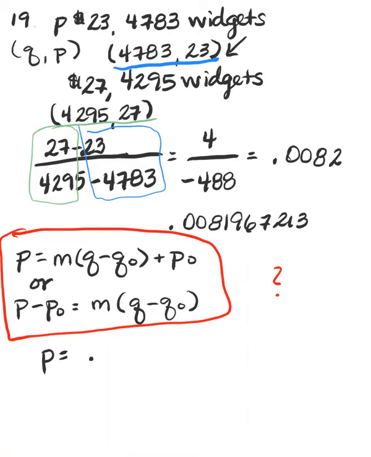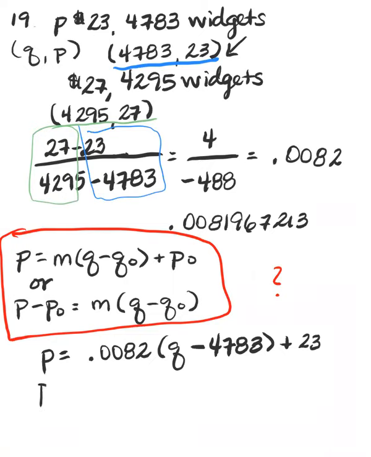So P equals 0.0082(Q minus the Q coordinate, which is the first one, 4783), plus P naught, which is 23. Oops, I don't need that last piece. So that's the first one. One of the problems will look like that, or both of them, so just be careful. Or it could look like the other one where it says P minus P naught: P minus 23 equals, we're just going to copy down what we had above, 0.0082(Q minus 4783). I am not going to ask you on a quiz or a test to write it like that. It's only on these word problems that it's going to ask you to write it that way. Any questions on that? Okay.